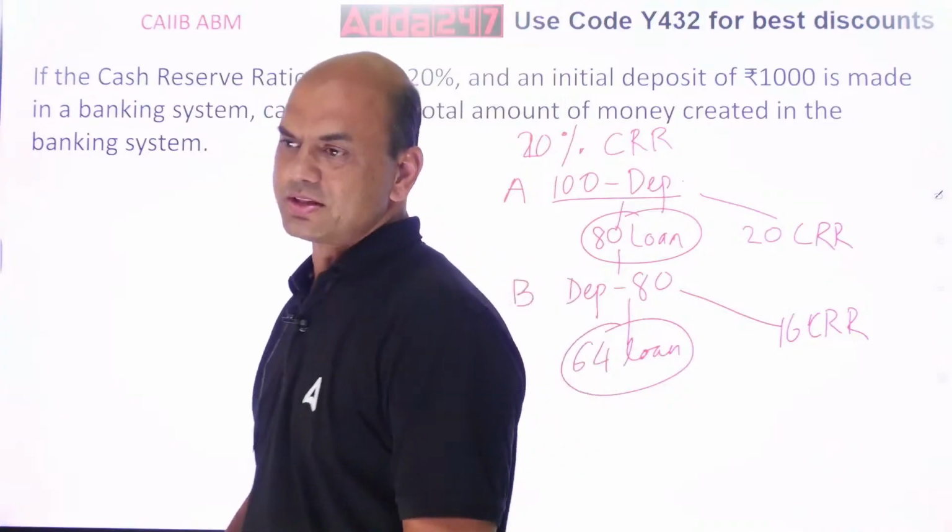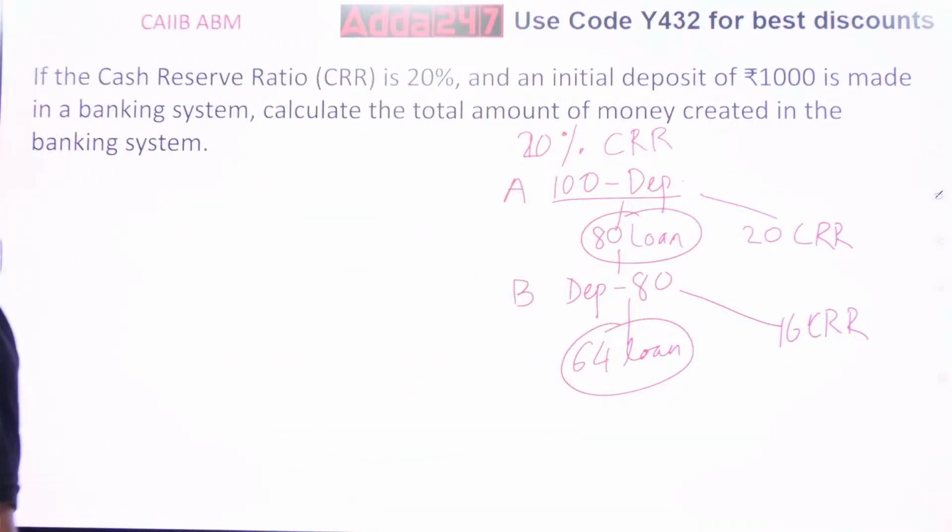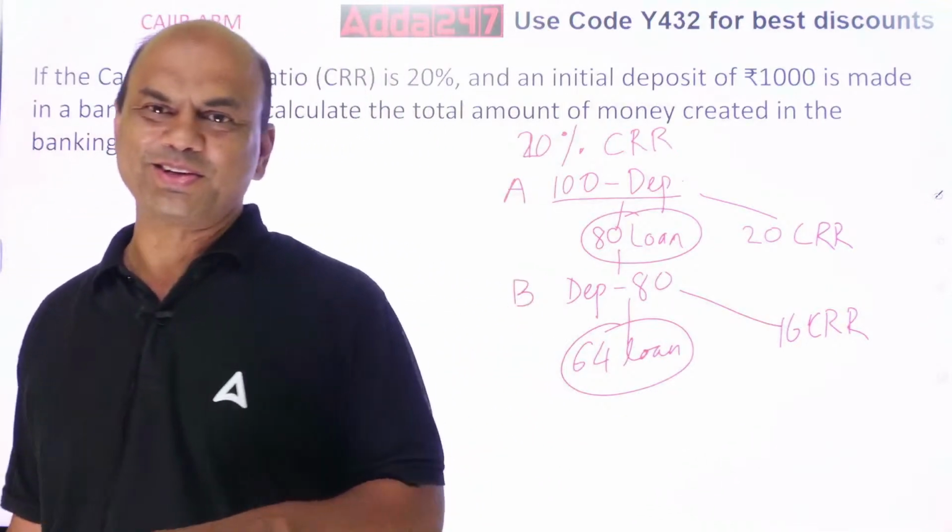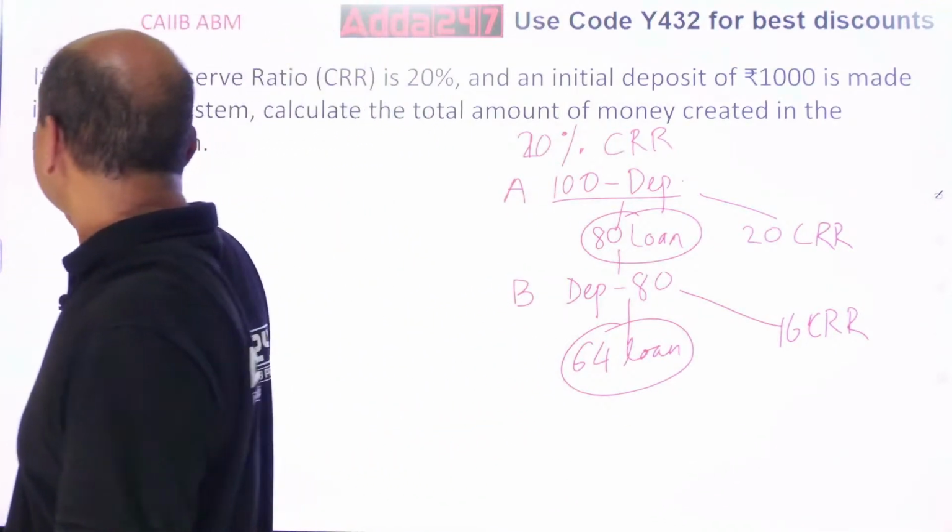How many of you know how to solve this problem? There is a concept called the money multiplier. Do you know it? There is a concept called the money multiplier in terms of RBI. What is that money multiplier? See, this problem is very easy if you know the basic formulas. So understand the money multiplier.